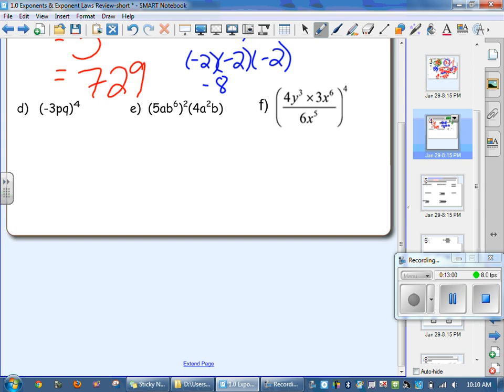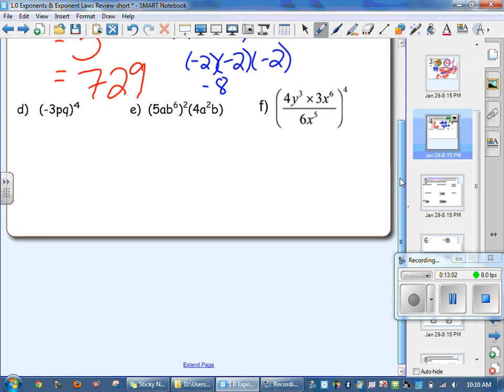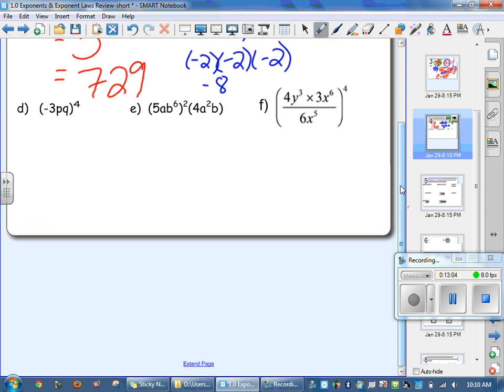Okay, on letter D, one thing we have to remember is that every single thing in brackets will have a hiding exponent 1. And usually everybody remembers the variables get the exponent, but they forget the coefficient digits. The 3 here also has an exponent 1 as well as the p and the q. That means the 4 is multiplying to all 3 of them. So I will end up with a -3 exponent 4. I will have a p exponent 4 and a q exponent 4.